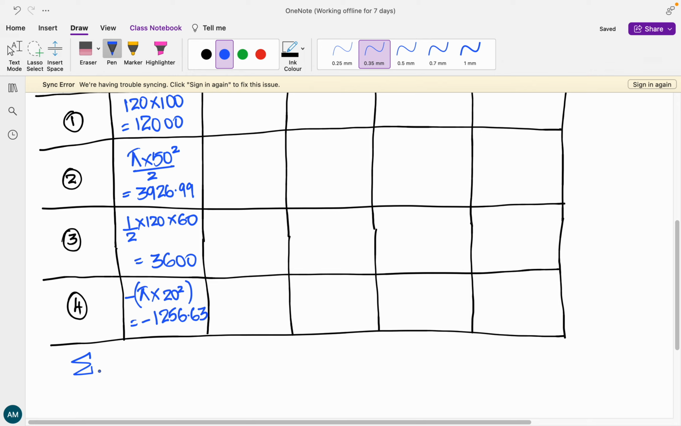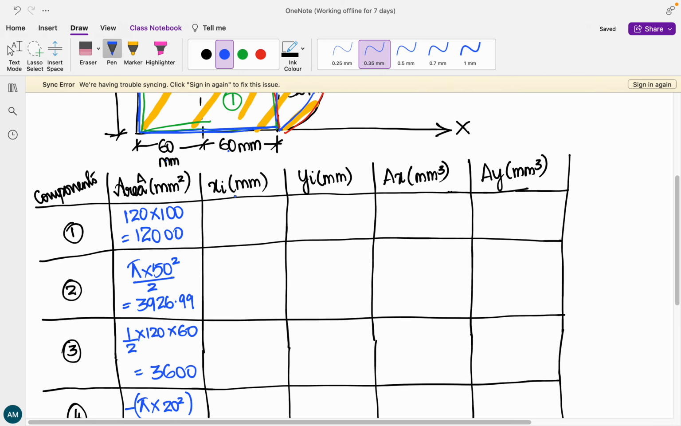Now do the summation. So if you do summation of area, let us calculate all the values. It is going to be 12,000 plus 3,926.99 plus 3,600 minus 1256.63. If you do this, you are left with a value of 18270.36.